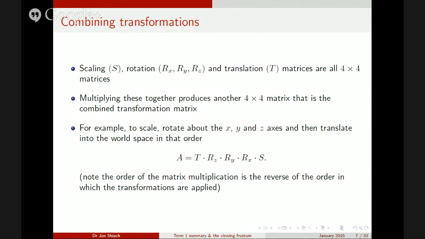So for example, if we wanted to scale, rotate around the x axis, then rotate around the y, then rotate around the z, then translate, we can multiply them in this order to give a single alignment transformation matrix A. That is then multiplied by your coordinates to apply all of those combined transformations together. Just note that the order of the matrix multiplication is the reverse of the order in which you're applying things. So the first thing we want to do is scaling, so that's the last thing we multiply. And the last thing we want to do is translate, that's the first thing we have.